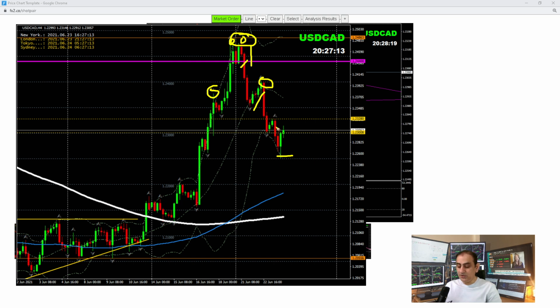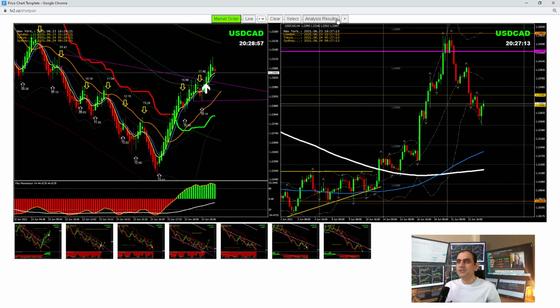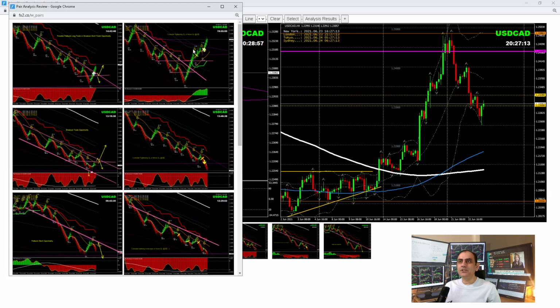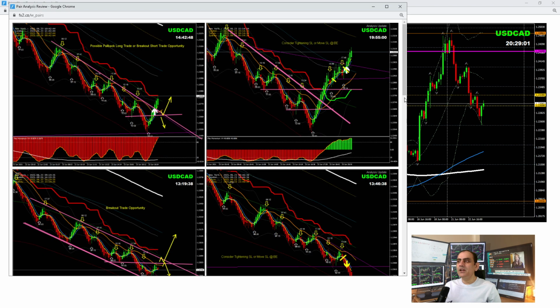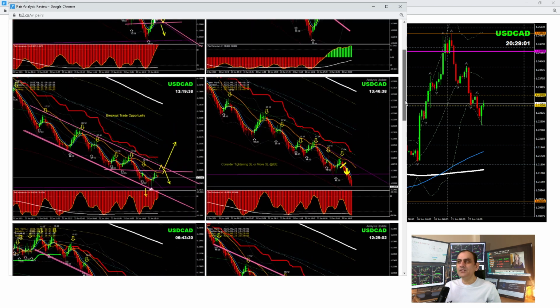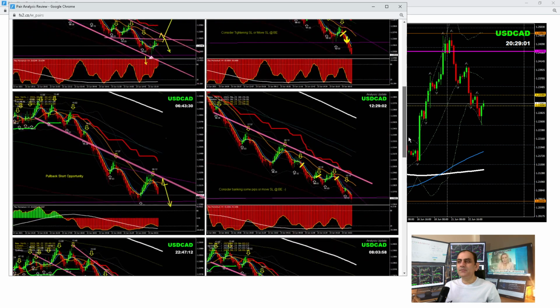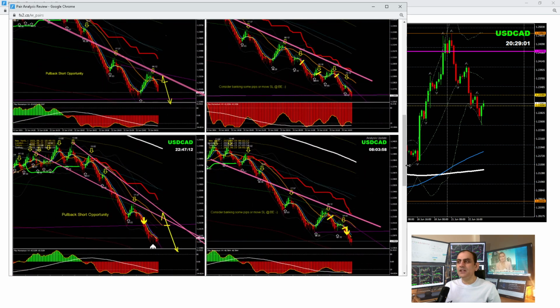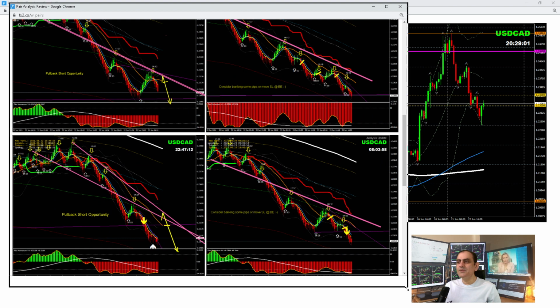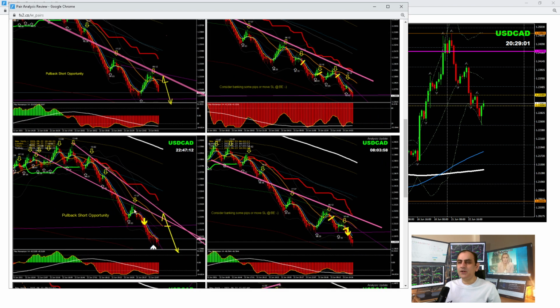So let me share with you the intraday analysis, and the dollar CAD was pretty straightforward. We just kept taking pullback short trades here, guys. If you look at the intraday analysis, this is the analysis I did at the Asian session, which is pretty straightforward. I explained to traders, guys, momentum is bearish. As you can see, even in the 4-hour we are in a downtrend. So we explained to just keep taking pullbacks.